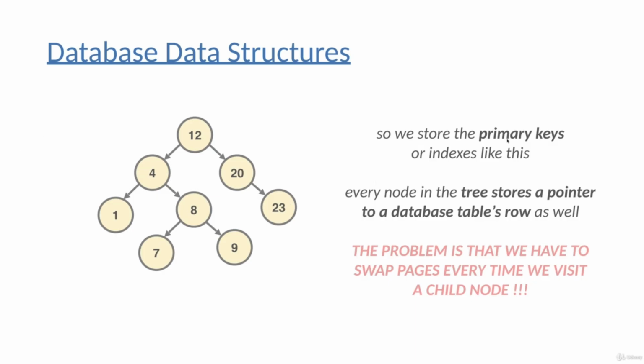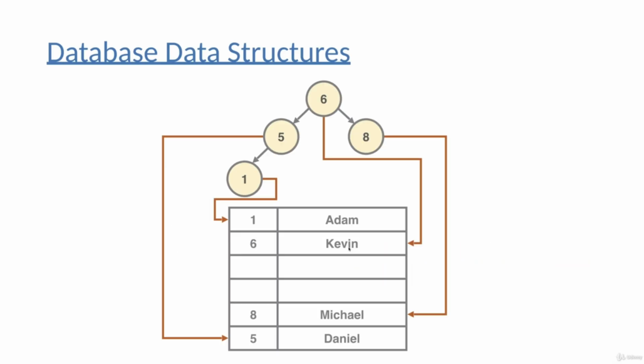So we store the primary keys or the indices in a tree-like structure like this, and every single node in the tree stores a pointer to a database table's row as well. So for example, if we have a database table with name and the primary key as far as the IDs are concerned, then we can construct a tree-like structure out of the primary keys 1, 6, 8, and 5.